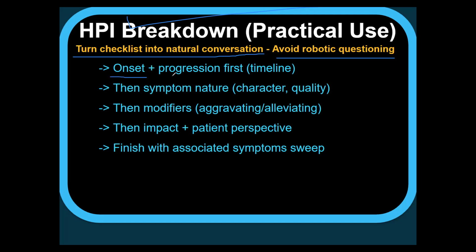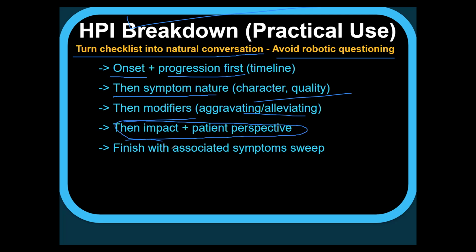Usually, if you ask onset and progression first, this builds the timeline and helps the patient start trusting you. Then character, quality, etc. These are the things that you ask about to maintain the flow of the conversation, then modifiers, aggravation, etc., and then impact on the patient or the patient's perspective. Follow the OCD structure, modify it as you go along. Make sure that once you are done, you finish with associated symptoms and you summarize to the patient.